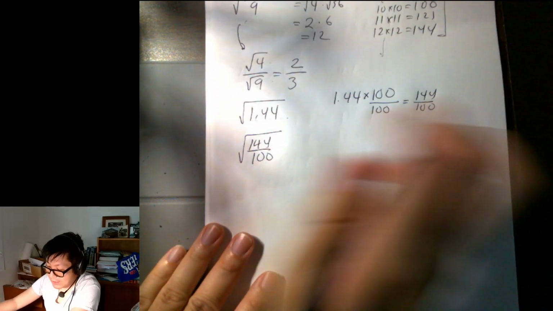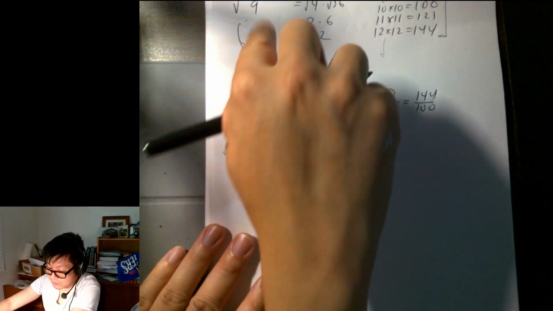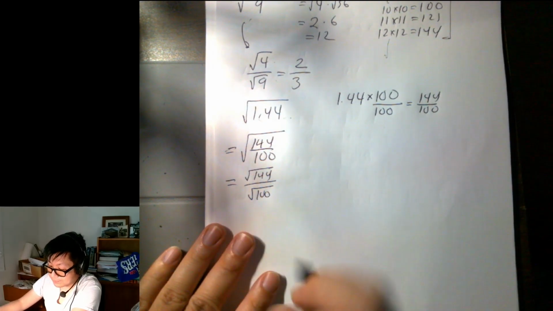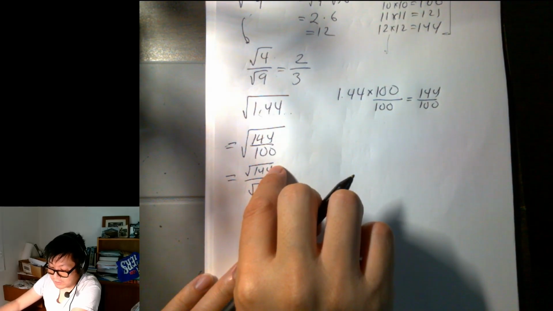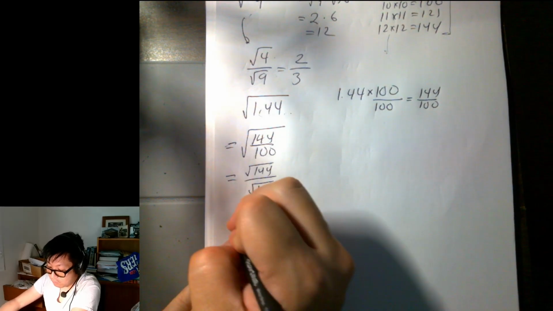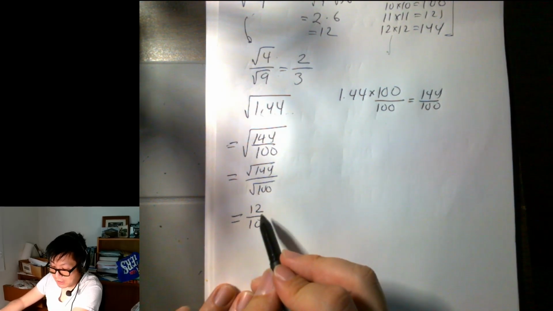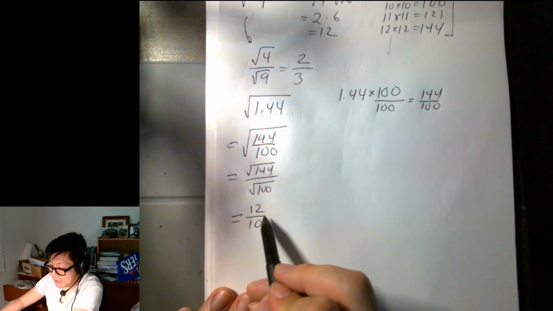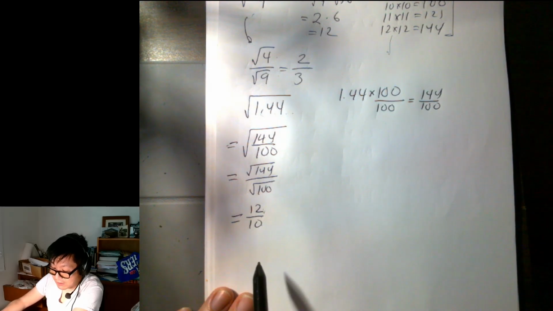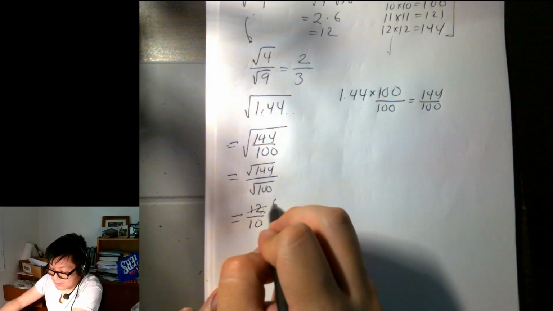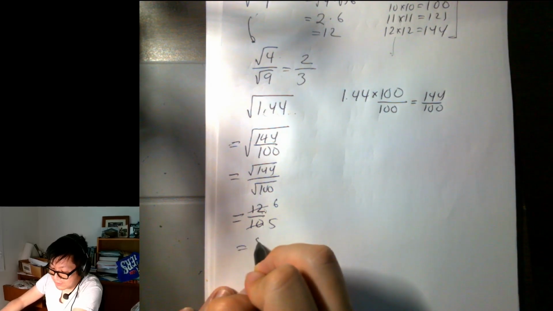Then what I do is I apply the square root to each piece, just like I did up here. Square root of 144 is 12, because 12 times 12 is 144. Square root of 100 is 10. And remember, I'm not quite done. Because these are both even numbers, I can divide the top number and the bottom number by 2. 12 divided by 2 is 6, 10 divided by 2 is 5, so that's 6/5.